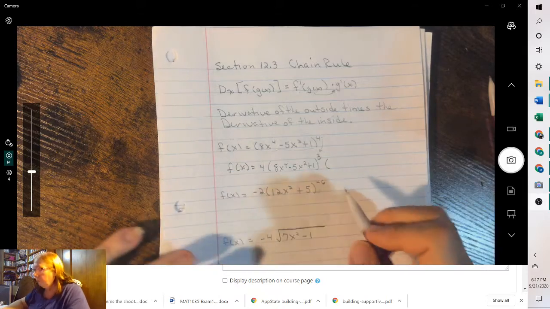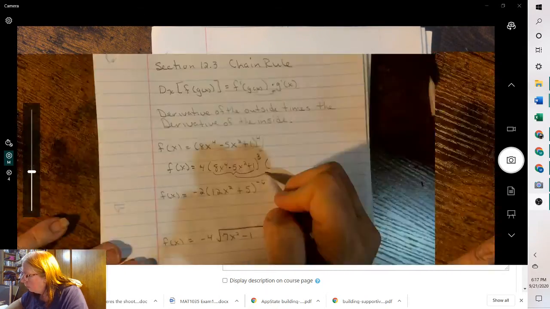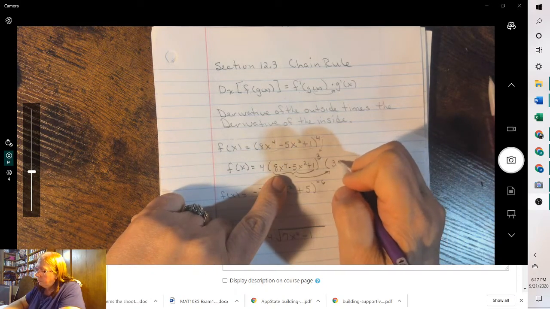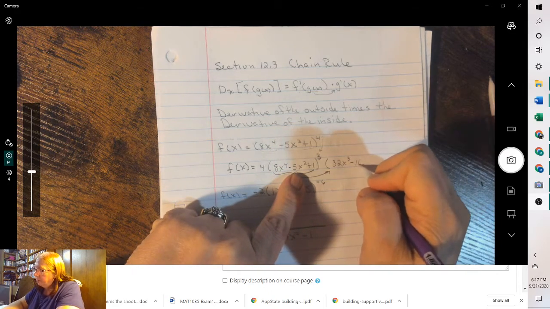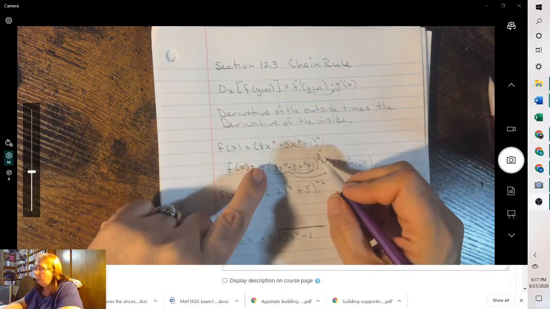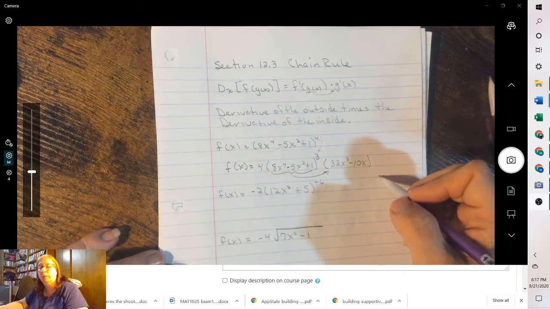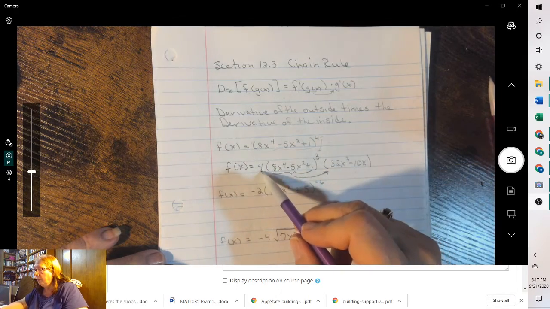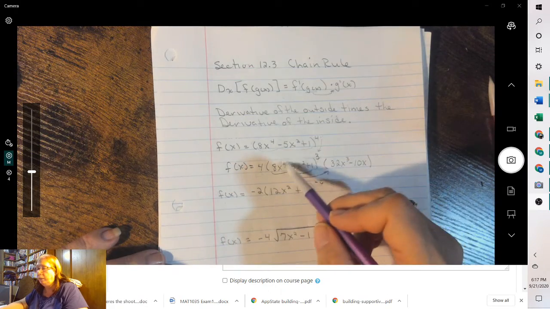Bring the 4 down and subtract 1 from the exponent. Then you take the derivative of the inside, which would be 8 times 4, 32x cubed minus 10x, and the 1 goes to 0. So the derivative of the outside times the derivative of the inside. And there really isn't anything you can do to simplify unless you want to multiply 4 times this part. But with this power, you can't do anything with this part.